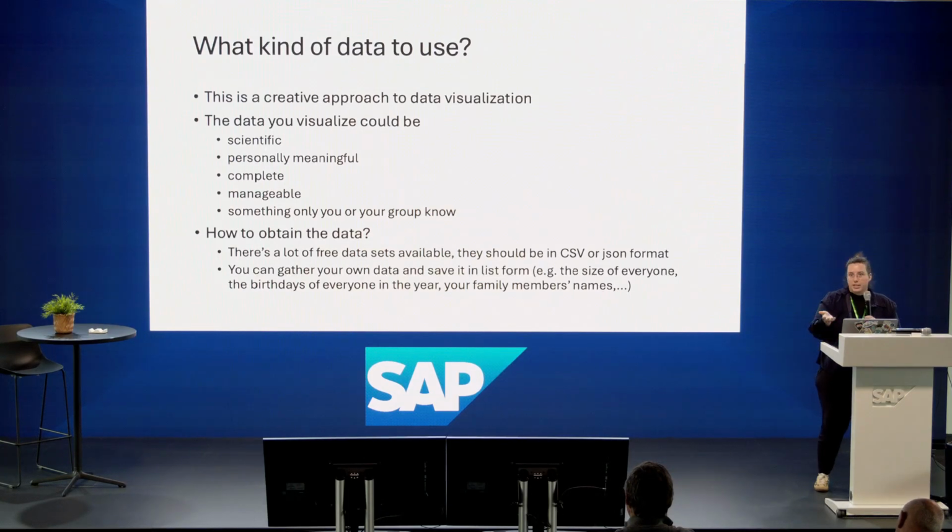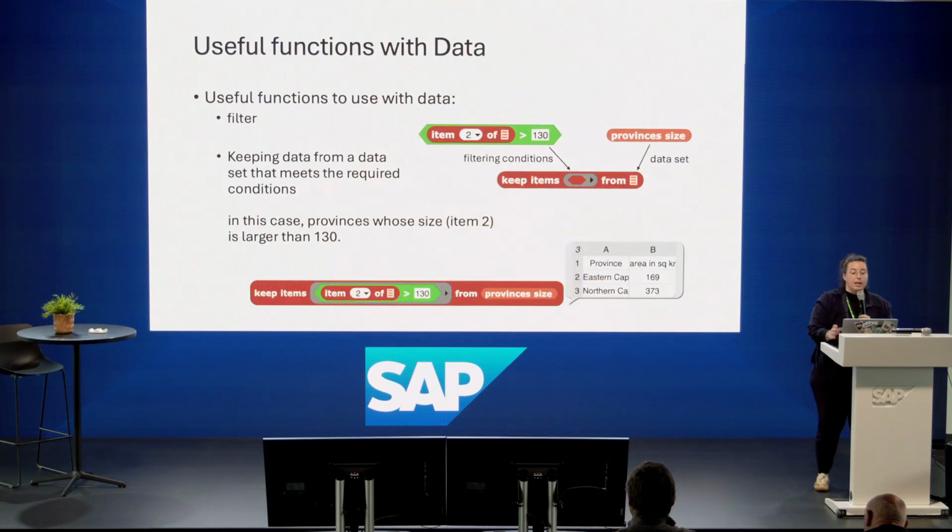I mean, you all know there are data sets available on the internet, but you can also gather your own data and save it in list form, for example, in TurtleStitch or in Snap. And stuff that works could, for example, be birthdays of everyone in here, your family members' names, whatever. Then I wanted to share with them useful functions with data.